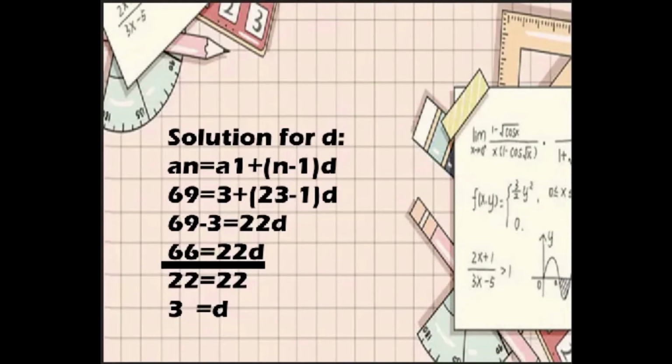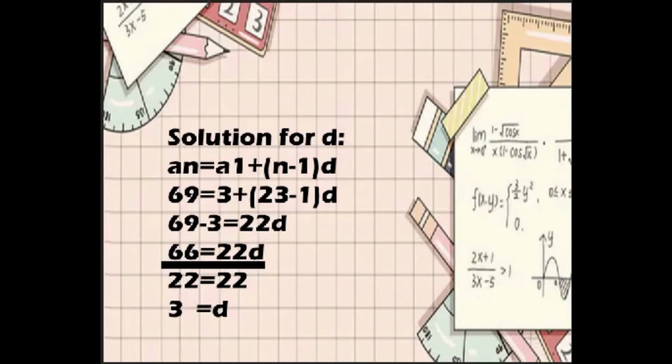a sub n is equal to a sub 1 plus (n minus 1) d. After that, we need to substitute. So it becomes 69 is equal to 3 plus (23 minus 1) d. So after that, we need to transfer 3 to the left side, and we need to simplify 23 minus 1. So it becomes 69 minus 3 equals 22d.